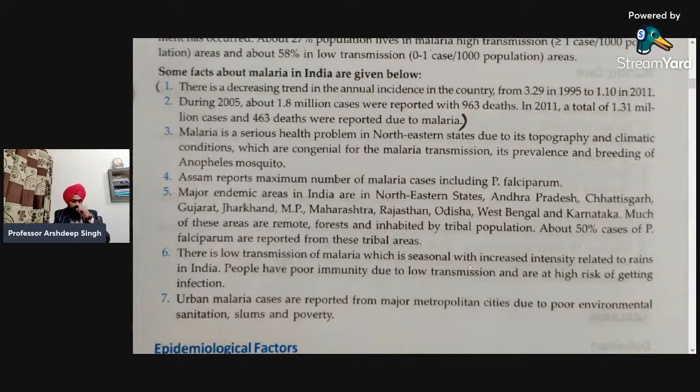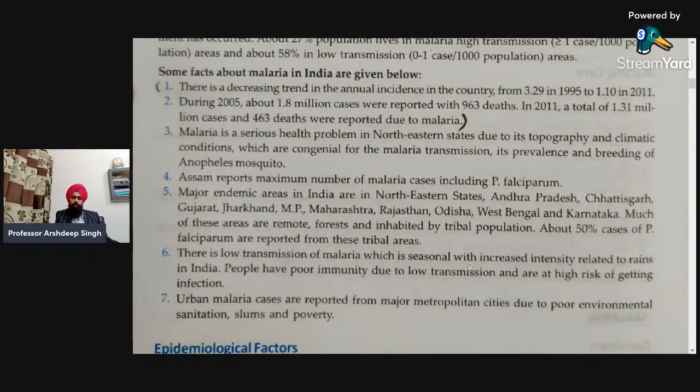Next, there is low transmission of malaria, which is seasonal, with increased intensity related to the rains in India. This disease has a pattern: when there is a rainy season, the cases increase every year. So the government has to take various precautions or preventive measures against the causation of this disease, to decrease the number of malaria cases in the rainy season.